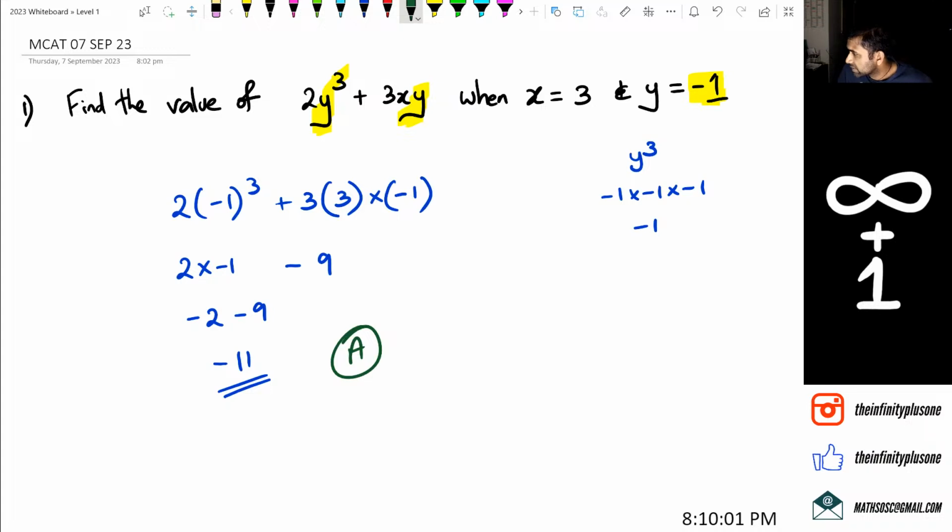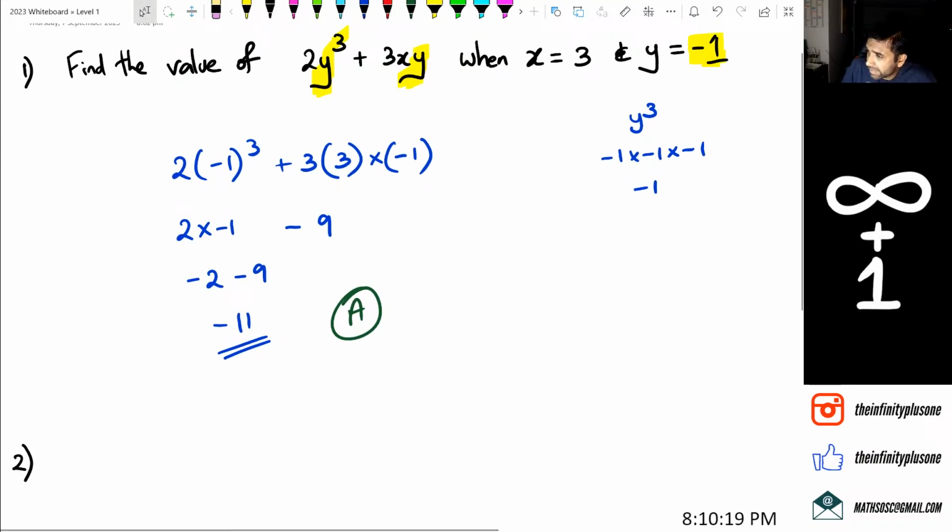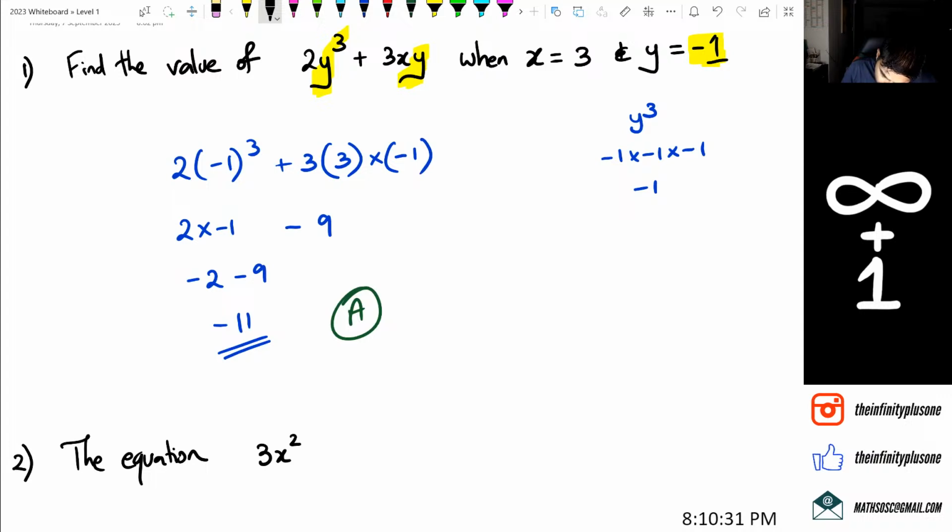All right, so we're gonna do our next question, which is going to be question 2. I just need to write it up very quickly. Give me a second. Okay, here's question 2. Sorry guys, kind of writing it down as well as doing this. So the equation, what's the equation gonna be? 3x squared, there we go, 3x squared minus 1.